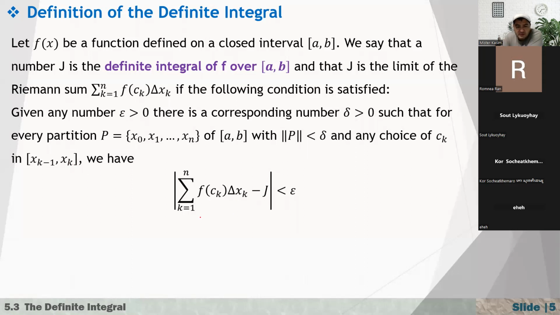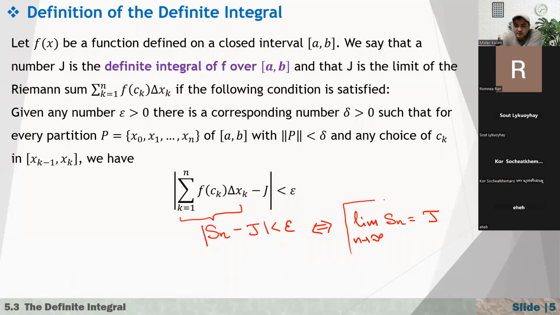As you see here, this part is our Riemann sum. I can label it S sub n, and S sub n minus J is less than epsilon. So this definition is equivalent to this: the limit as n approaches positive infinity of our Riemann sum S sub n is equal to J. This is exactly the same thing as the definition.